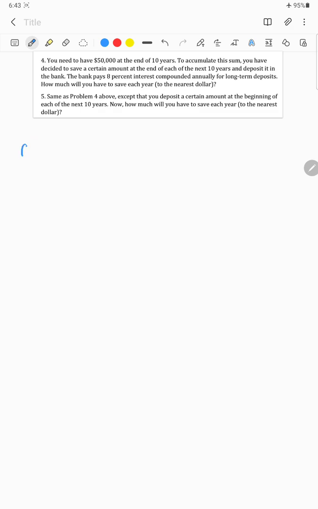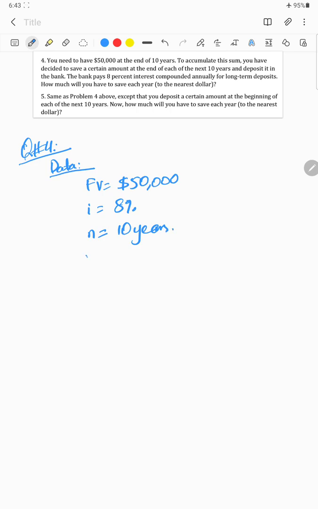So, question number 4. Let's just jot down the data we have. Future value we want is $50,000. I is 8%. N is 10 years. Timing is at the end, which means ordinary annuity. We need to find R.